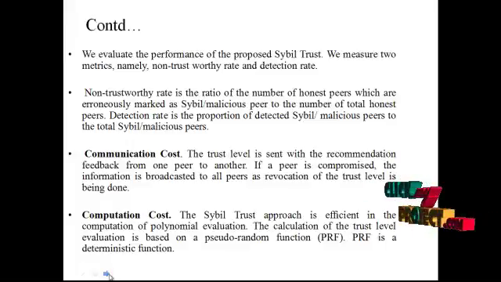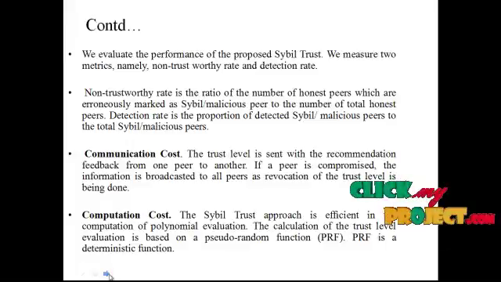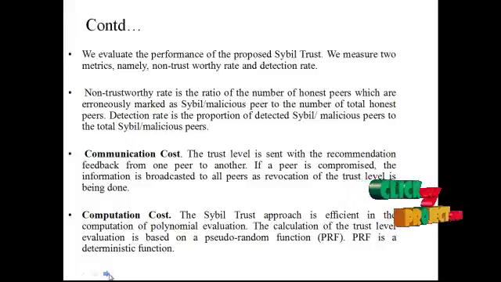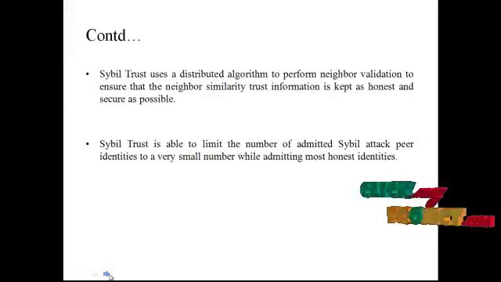Communication cost: the trust level is sent with the recommendation feedback from one peer to another. If a peer is compromised, the information is broadcast to all peers as the revocation of the trust level is being done. Computation cost: the Sybil Trust approach is efficient in the computation of polynomial evaluation. The calculation of the trust level evaluation is based on a pseudo-random function. It is a deterministic function.